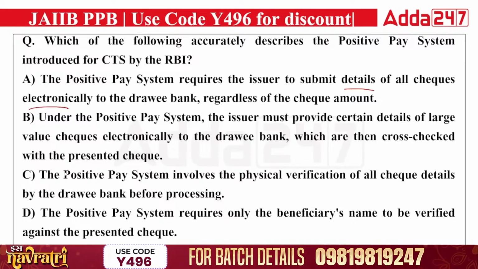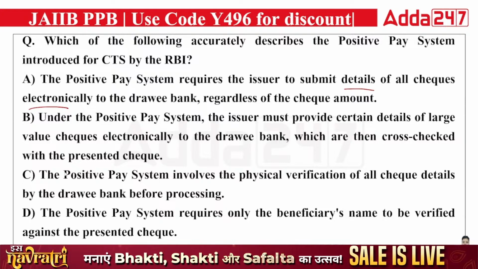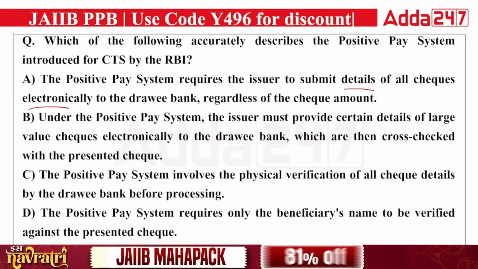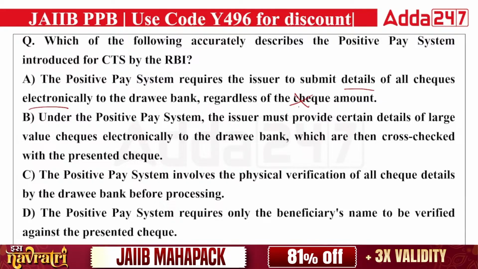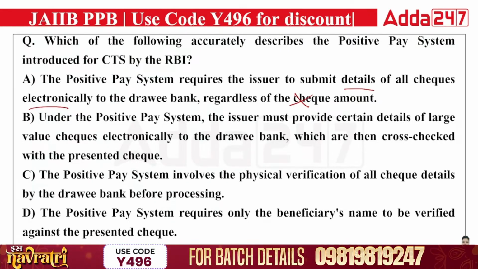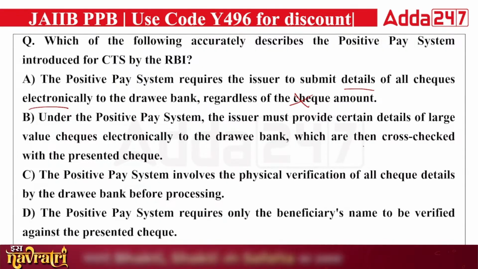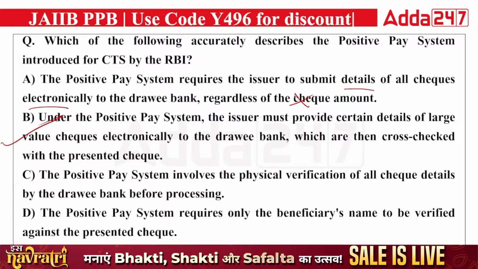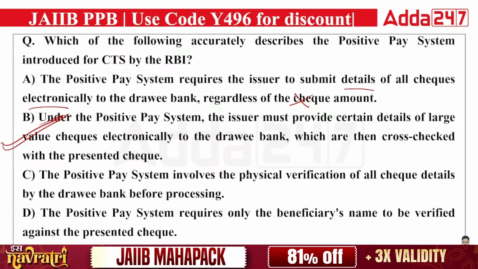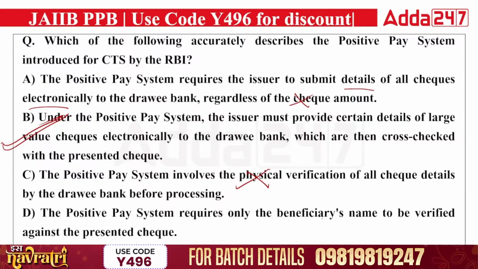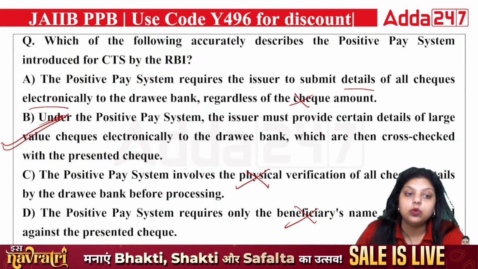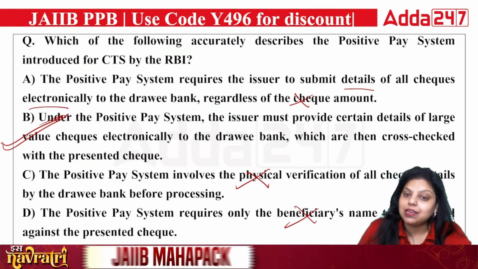So definitely we are talking about a positive pay system. So first is saying that they have to submit details of check electronically to the drawee bank regardless of check amount. No, the check amount optional is 50,000 and above, mandatory is 5 lakh and above. Under positive pay system, issuer must provide certain details of large value check electronically to the drawee bank, which then cross-check with the presented check. That's true. B is correct. Why third is wrong? Because it says physical verification has to be done. Why fourth is wrong? Because it is saying only beneficiary's name to be verified against the presented check. No, other details are also there which have to be verified to continue the check payment. Okay, so right answer is B option here.